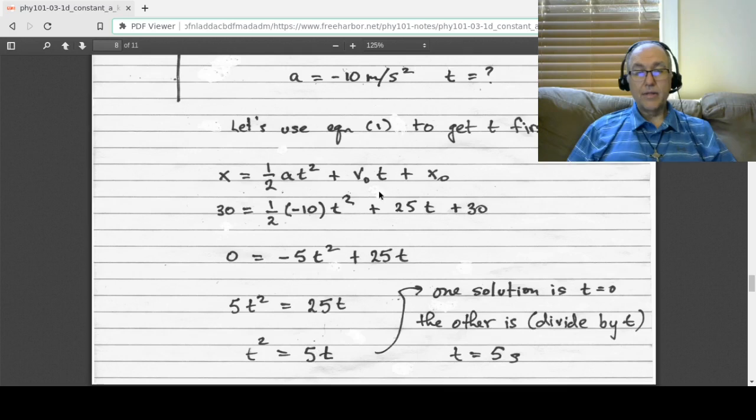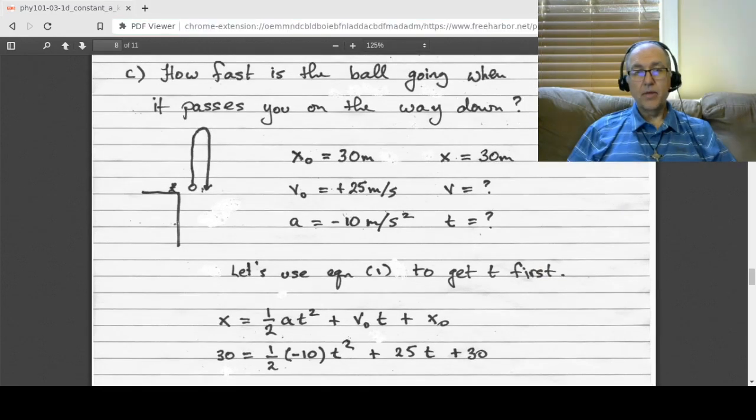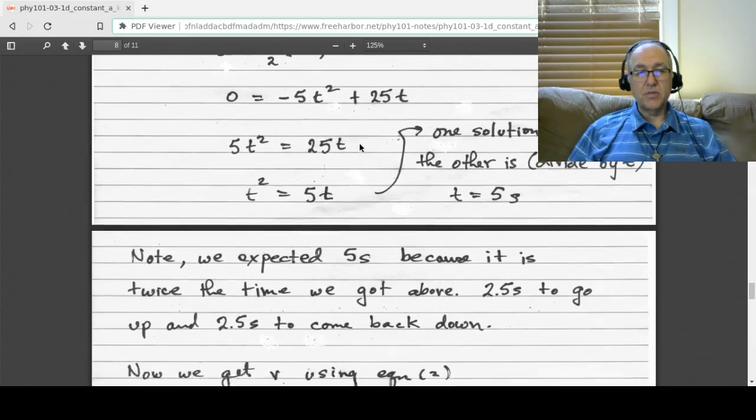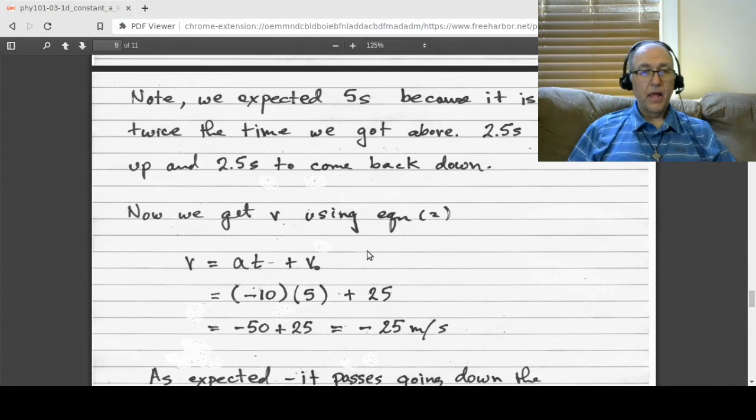All right, now that didn't quite answer the question. The question was, how fast is the ball going? But once I've got the time, I can substitute that into equation 2. And so once I put it into equation 2, the final velocity is equal to a times t plus v naught. And a is negative 10. t we just identified, or just solved, was 5, plus 25. So we get minus 50 plus 25, and that's negative 25, which is what we guessed a minute ago. Okay, and so when the ball comes back down and it's passing me on the way back down, it's actually traveling 25 meters per second, negative, downwards.